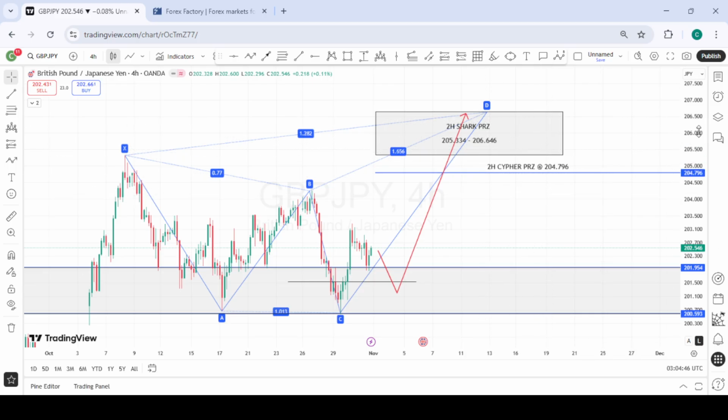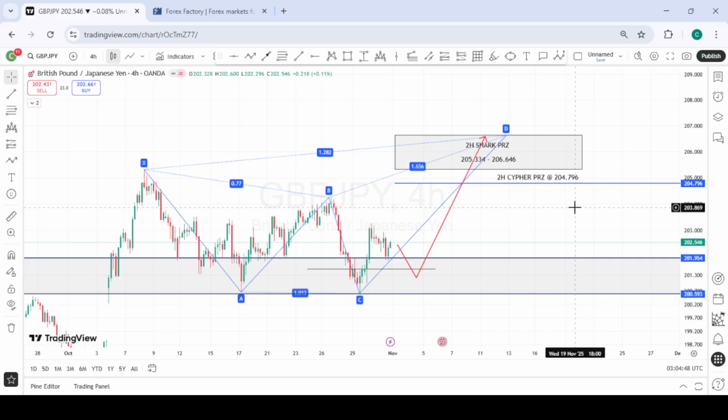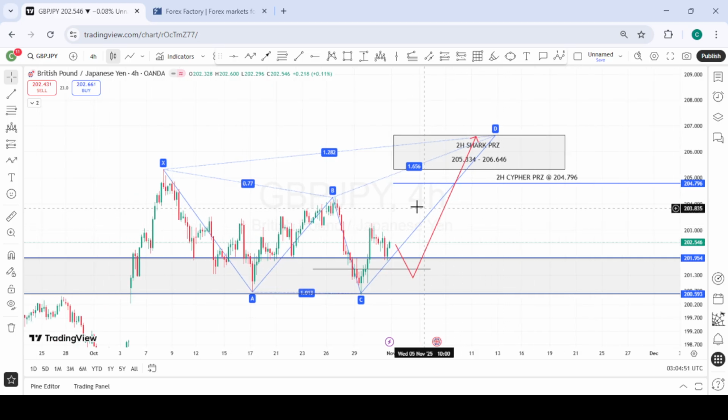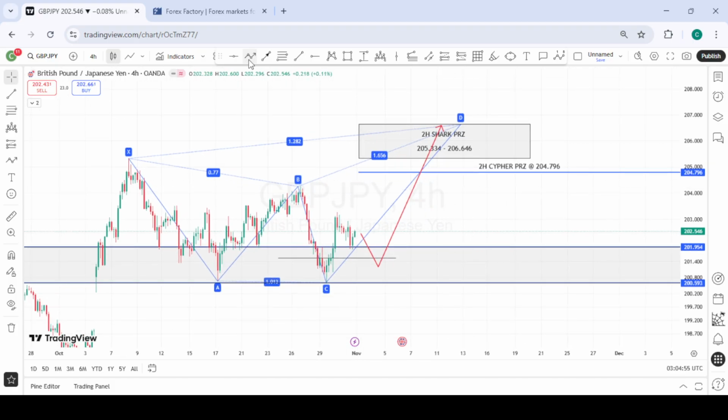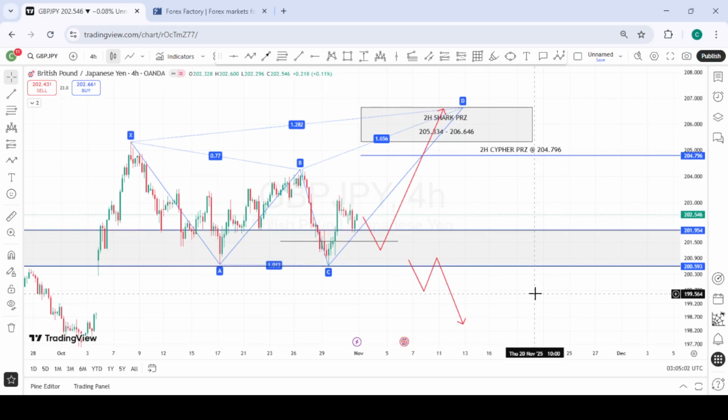So we just have to give price some time to develop and give us some confirmations before we engage in this trade to the upside. So we are very bullish on GBPJPY. This is going to shift bearish if price breaks below this zone, gives us a retest and then takes the downside. Until then, we are very bullish on GBPJPY.